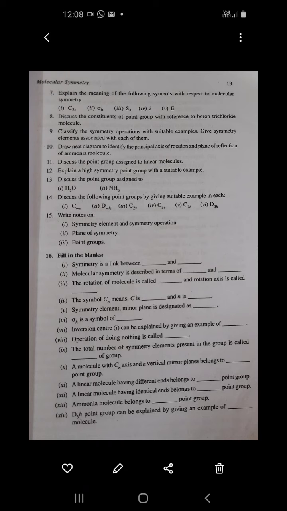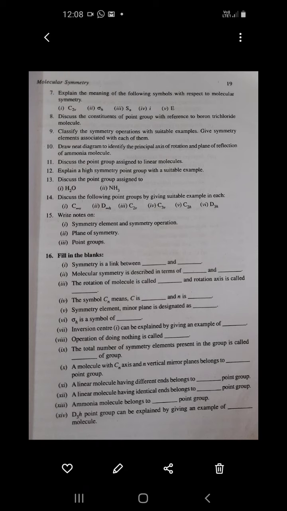Sometimes a question may be asked, explain the meaning of the following symbols with respect to molecular symmetry. What is C2V, sigma H, SN, I, identity? So you have to answer with examples. Like identity, I is present in trans 1,2-dichloroethene, SN is present in a benzene ring, sigma H is present also sometimes in the molecular plane. So like this, water has a C2V point group.